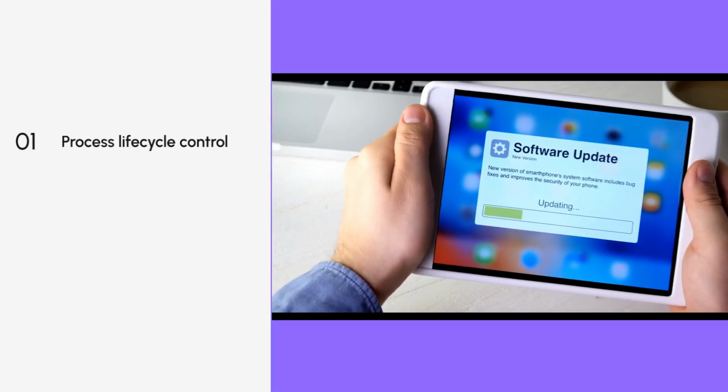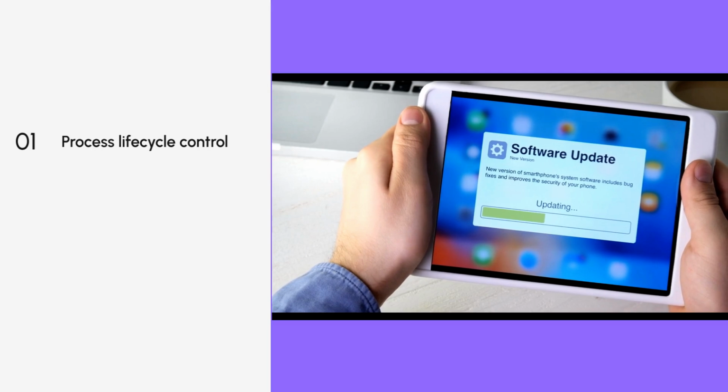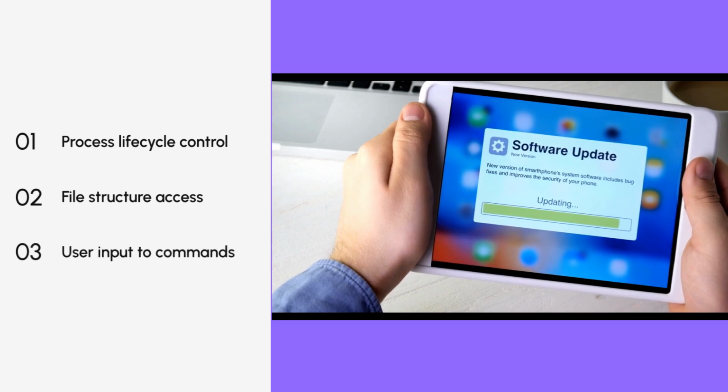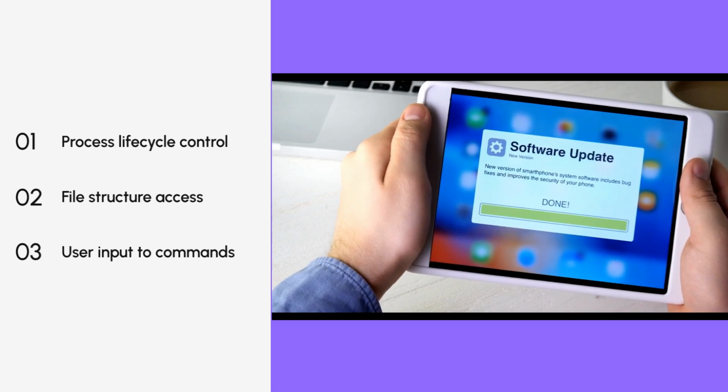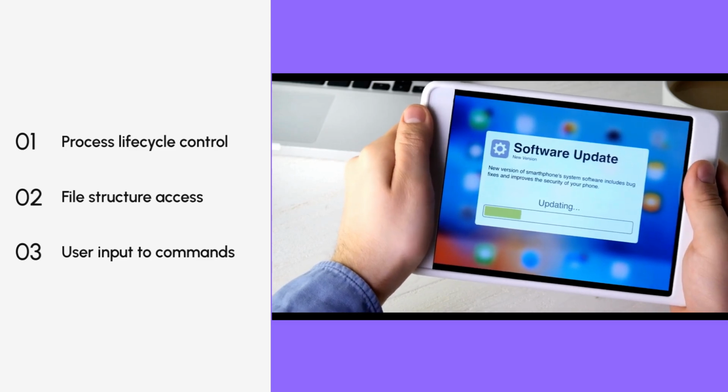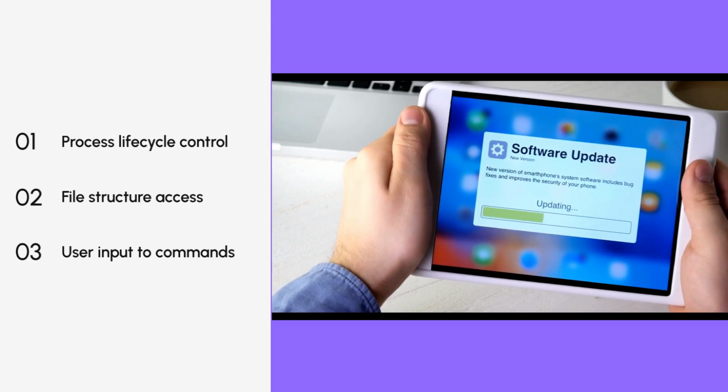The OS manages software processes and application needs. Process management handles the lifecycle of processes. File system management maintains file structure and access. Security enforces user authentication and access rights. User interface management translates user inputs into commands. These functions ensure efficient software operation.